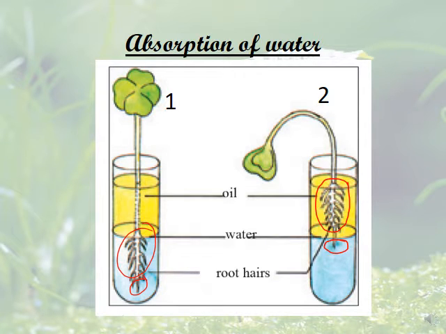So what happened? Plant 2 dies. So this means that the root hairs and not the root cap are responsible. So here the variable factor is the part of the root which is dipped in water, whether the root cap or the root hairs. Whenever the root hairs are placed in water, it grows well. Whenever the root hairs are placed in oil, it dies.